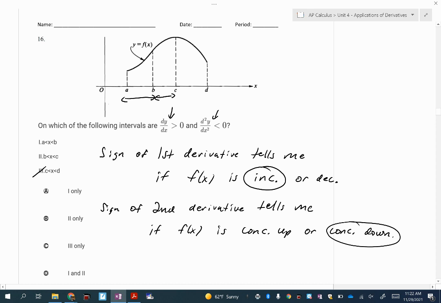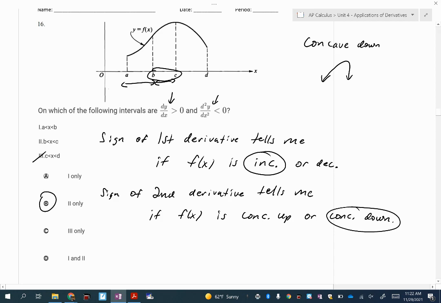So I have to narrow down between A to B and B to C, or maybe they'll both work. But I need concave down. Remember, concave down is like a frown. So it'd be like this. And if you notice with my A to B, that's more concave up, where you can hold water, like hold a cup. So B to C is going to be my answer here. So 2 only. All right, so 16 is B.